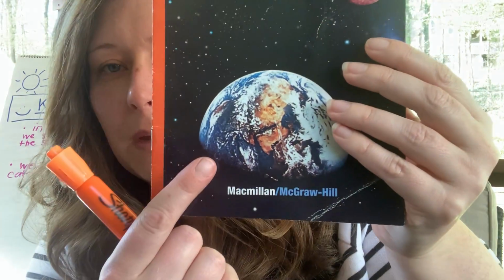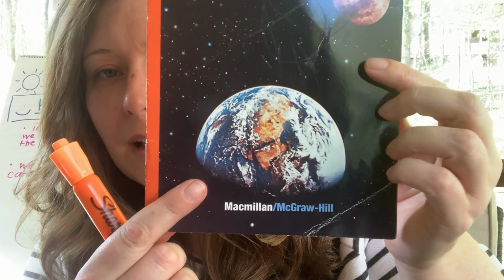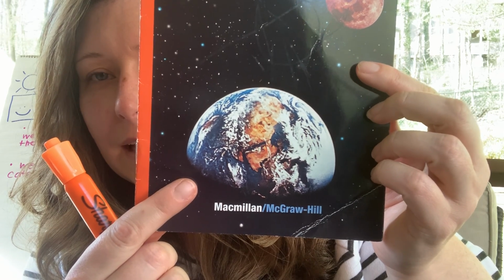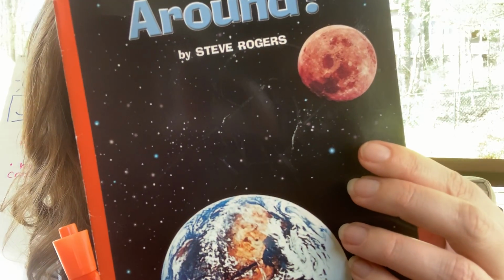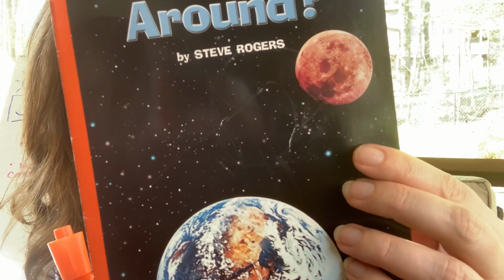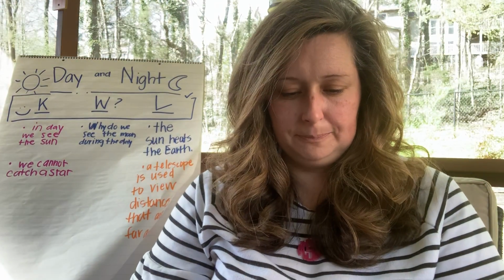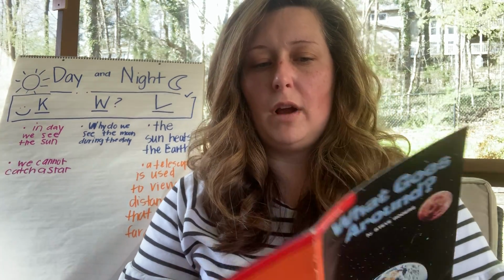So I have our shared reading book today. It's called What Goes Around. You can see on the cover, there's a picture of a new celestial body. It's not the sun. It's not the moon. I'm sure you're all familiar with this planet. It's the planet Earth. And then there is that really dark red moon we learned about last night. When it's a lunar eclipse, it gets really dark and orange. All right. What Goes Around by Steve Rogers.